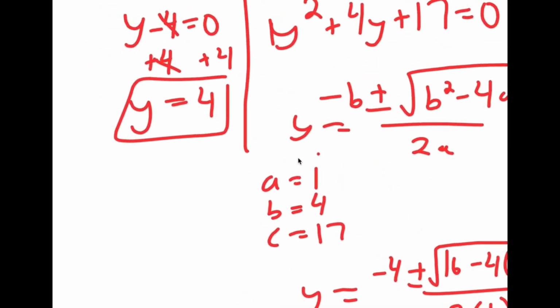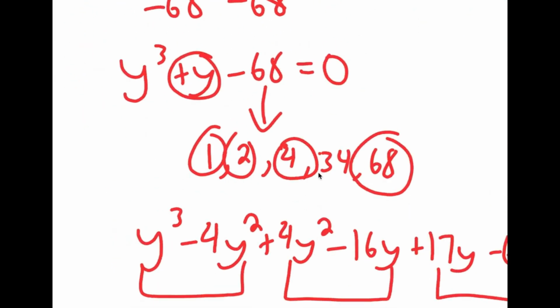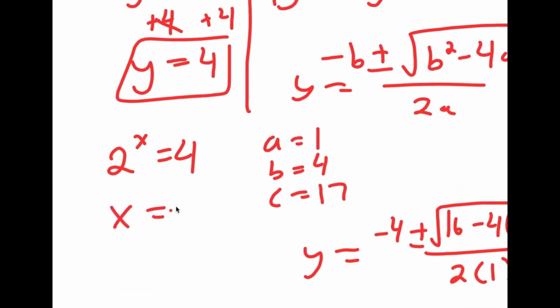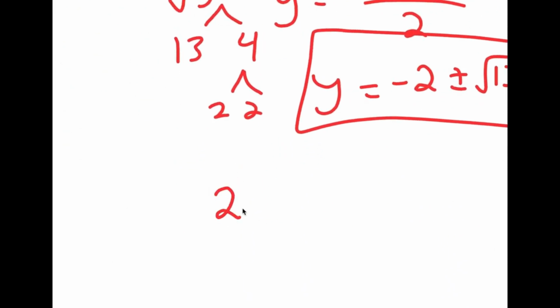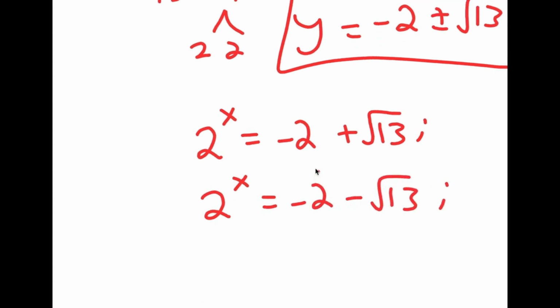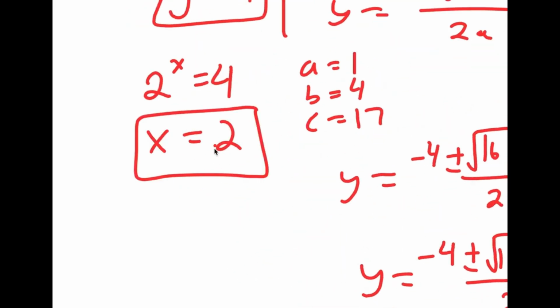So now that we know these values of y, remember how we let 2 to the power of x equal to y, meaning I get 2 to the power of x equals 4, and this is obvious, x equals 2, so that's one solution of x. And I also get 2 to the power of x is equal to negative 2 plus the square root of 13i, and 2 to the power of x is equal to negative 2 minus the square root of 13i. Well, 2 to the power of x, we can't take the power of a positive number and make it equal a negative number. So there's no solutions for these two, and x equals 2 is my only solution to this problem.